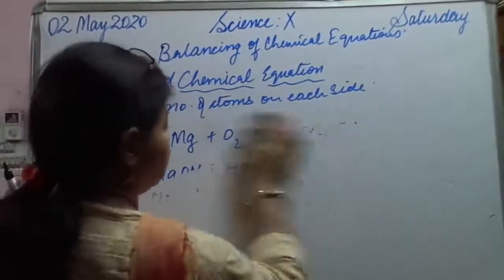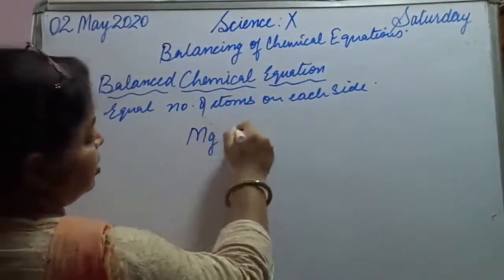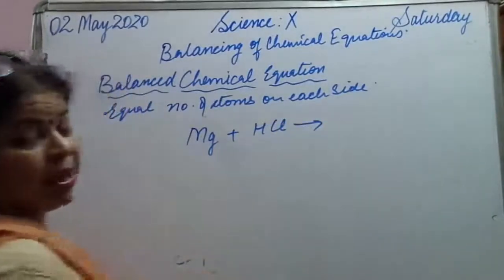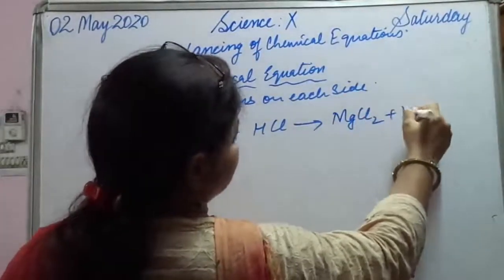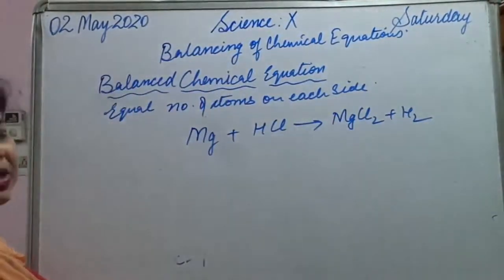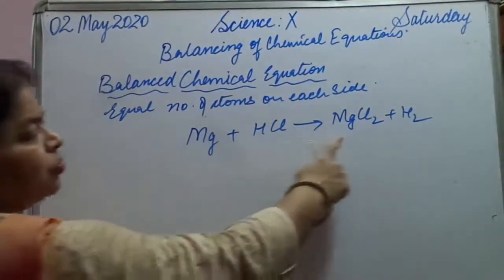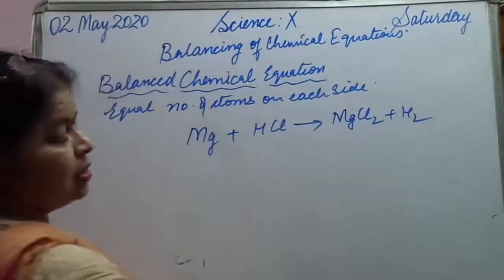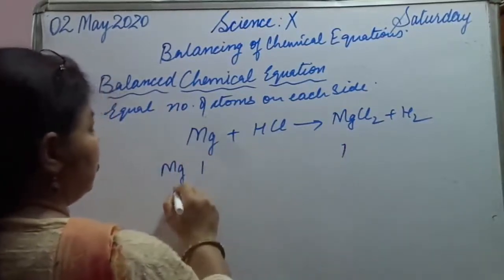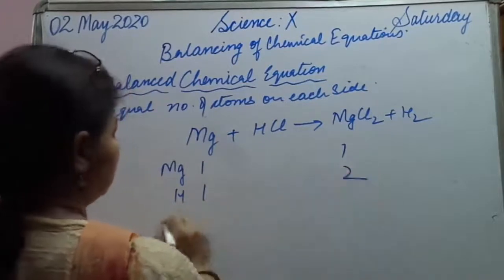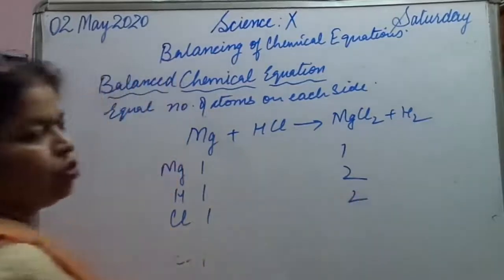Magnesium is an element, it's a metal. Magnesium on reaction with HCl gives MgCl2 plus H2. The reaction takes place like this. If you remember acid and base, when a metal reacts with hydrochloric acid, it forms salt plus hydrogen gas. Now see here, magnesium, how many? 1, 1. What about H? 1, over there 2. Cl, how many? 1 here, over there 2. So we have to balance it.